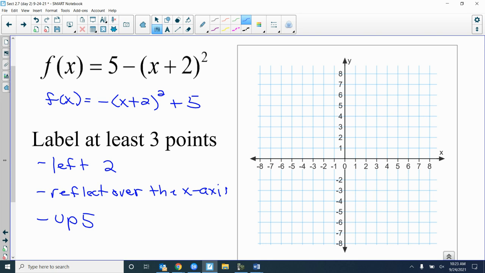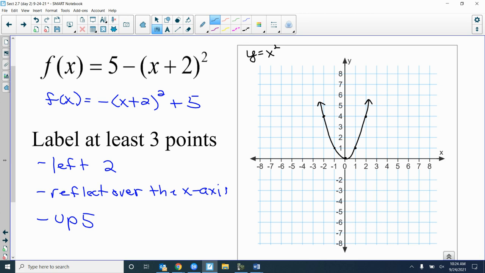Now you can graph the whole thing and try to do it all at once, or you can go point by point. I'm going to graph the parent function, which is just y equals x squared. I'm going to graph 0, 0, 1, 1, 2, 4, negative 1, 1, negative 2, 4. Those 5 points should be enough. Now with a parabola, it's not too bad to visualize. I can move it left 2, I can reflect it, and I can move it up.